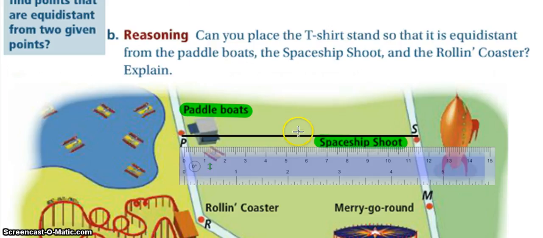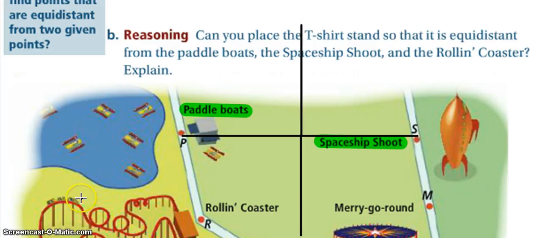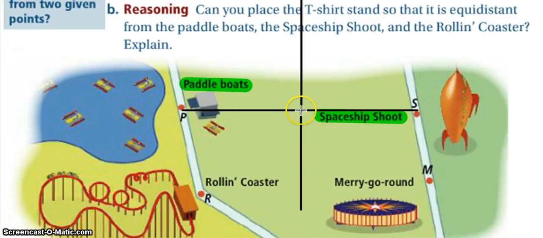So half of that would be 5.75. So if I go there and do a perpendicular line, I can either go that direction or I can go the other direction since I know that this is my midpoint and these are perpendicular. Anywhere on this line would be equidistant from the paddle boats and the spaceship chute.